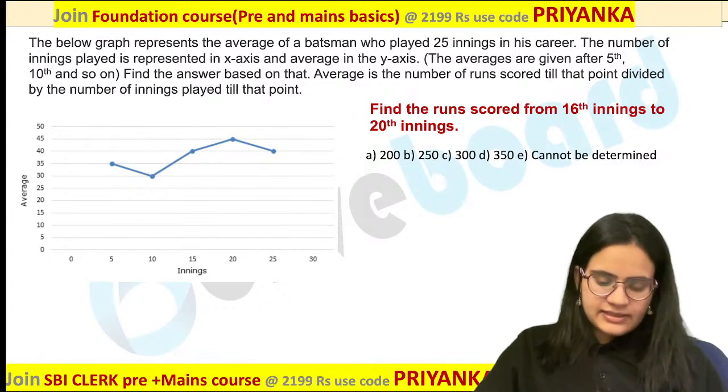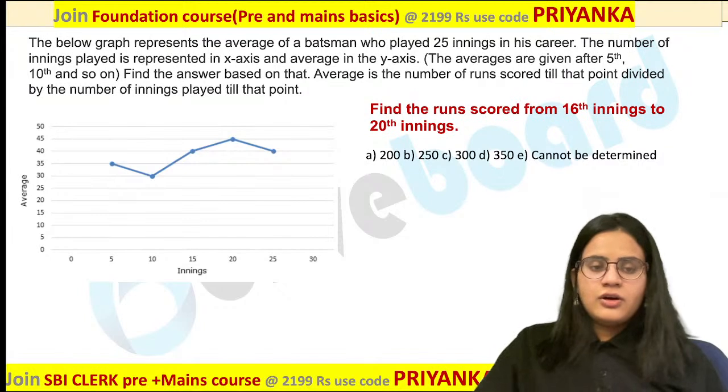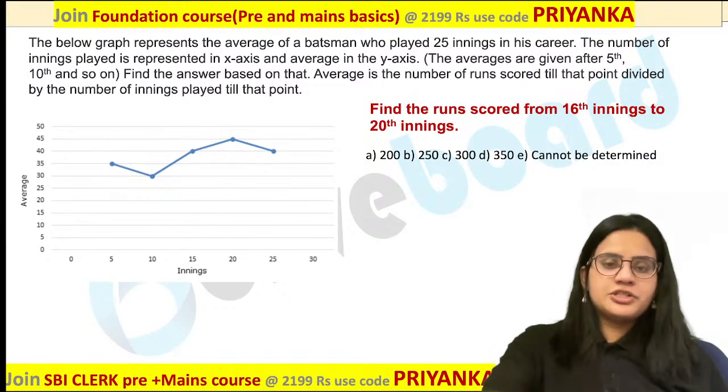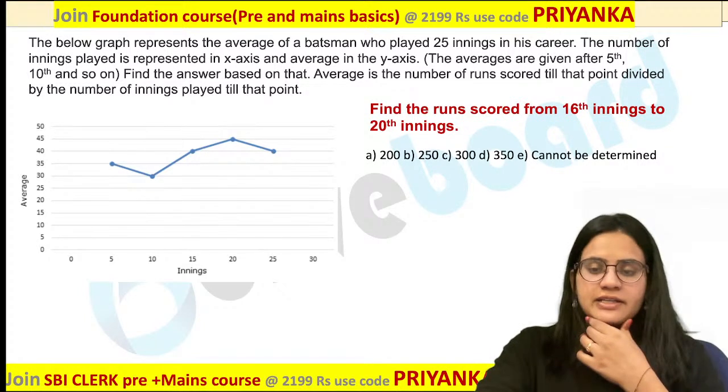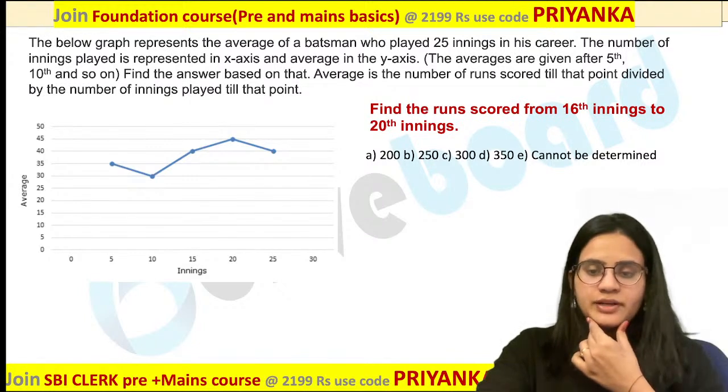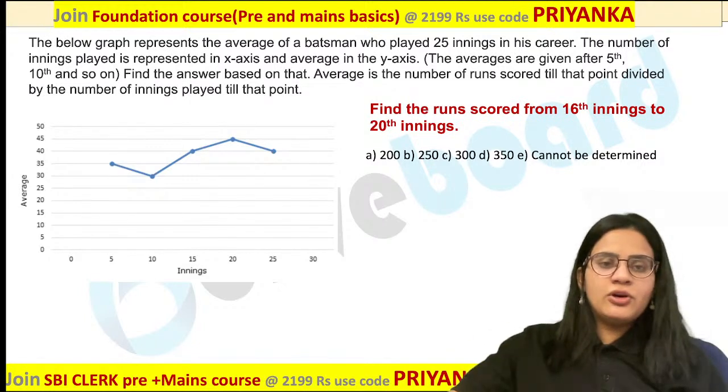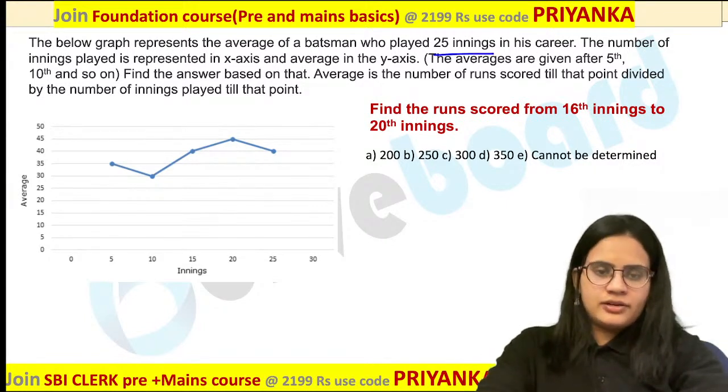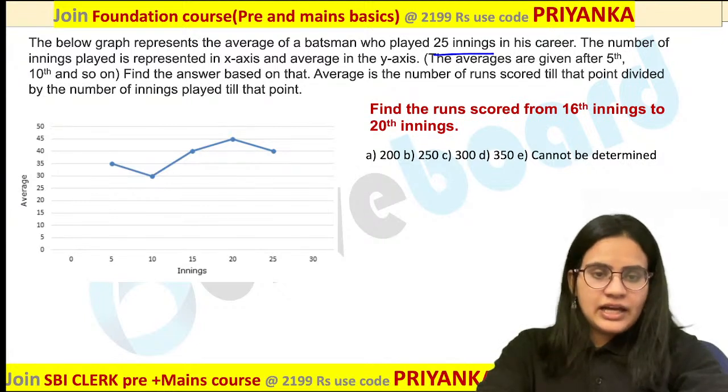Okay, perfect. So let us discuss this particular question over here. Now all of you please pay attention. I am explaining the concept over here. So here they have provided the below graph, which shows the average of the batsman who played 25 innings in his career. Okay, so they have shown the data corresponding to a few of the batsmen. They have played 25 innings over here.